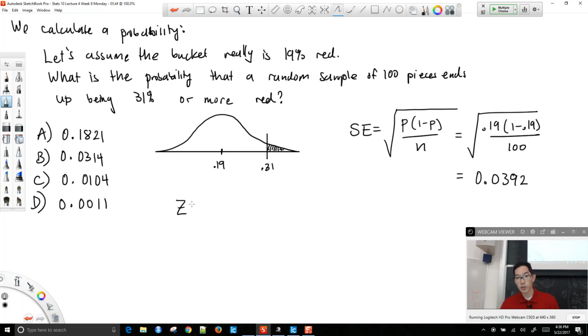So my z-score will end up being 0.31 minus 0.19, a 12-point difference, compared to the standard error. It's a little over 3 standard deviations, or 3 standard errors, away from the mean. And when we look up the z, we take the area to the right, which is what we want. The area to the right is 0.0011.